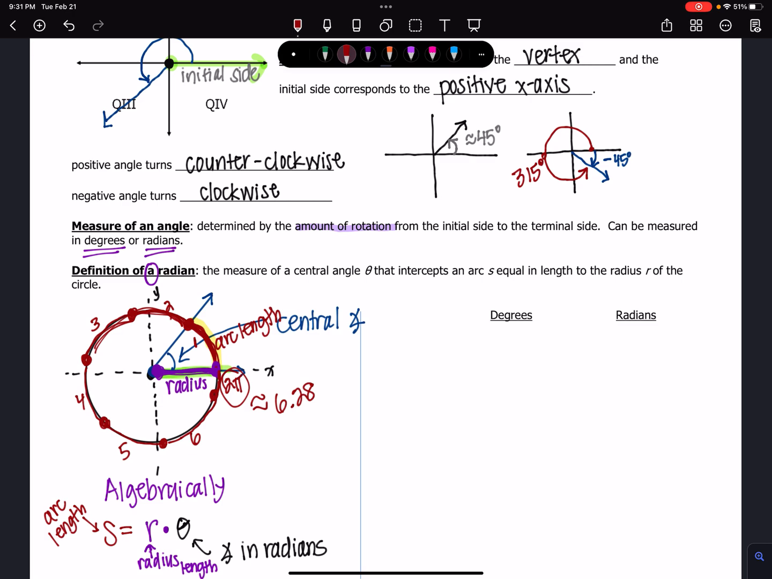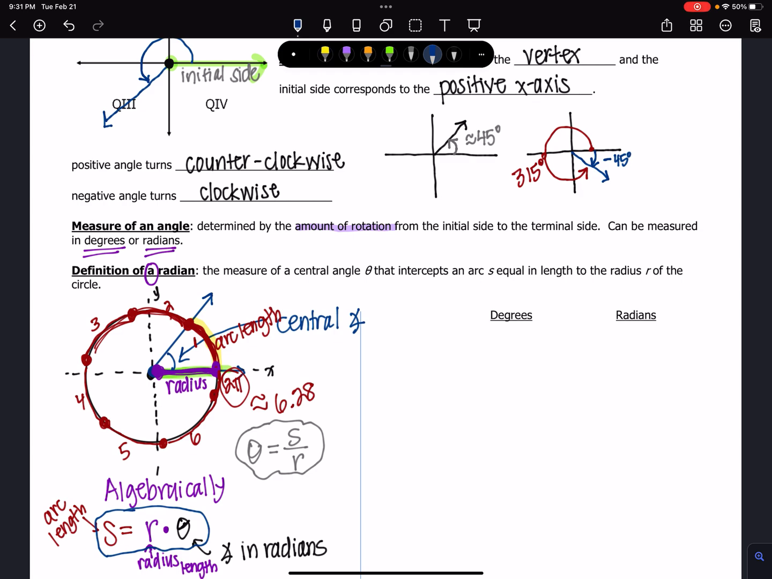So S equals R times theta. We can also write this as theta equals S over R. So if I solve this equation for theta, I would divide both sides by R, and I would get theta equals S over R. So sometimes we use this form in gray, and sometimes I use this form right here, S equals R times theta.